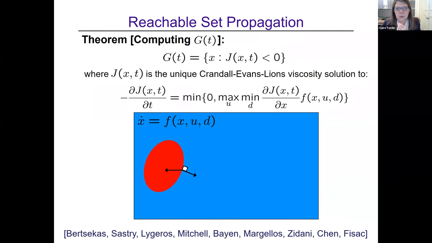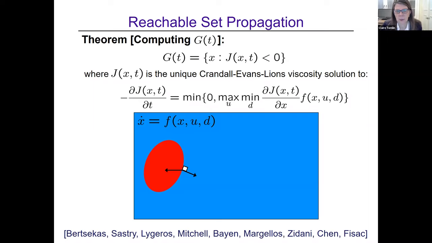So we showed, in this early paper with Ian Mitchell and Alex Bayen, some of my first PhD students, that you can compute this backwards reachable set as the zero sub-level set of a function J of X, T. And that function J solves what's called a Hamilton-Jacobi-Isaacs equation. It's a PDE which evolves. So this function J of X, T evolves over space and time. And at each point in state space, at each point in time, if you record the sub-zero level sets of that function J, you're getting back exactly that backwards reachable set, the one that we had on the previous slide.